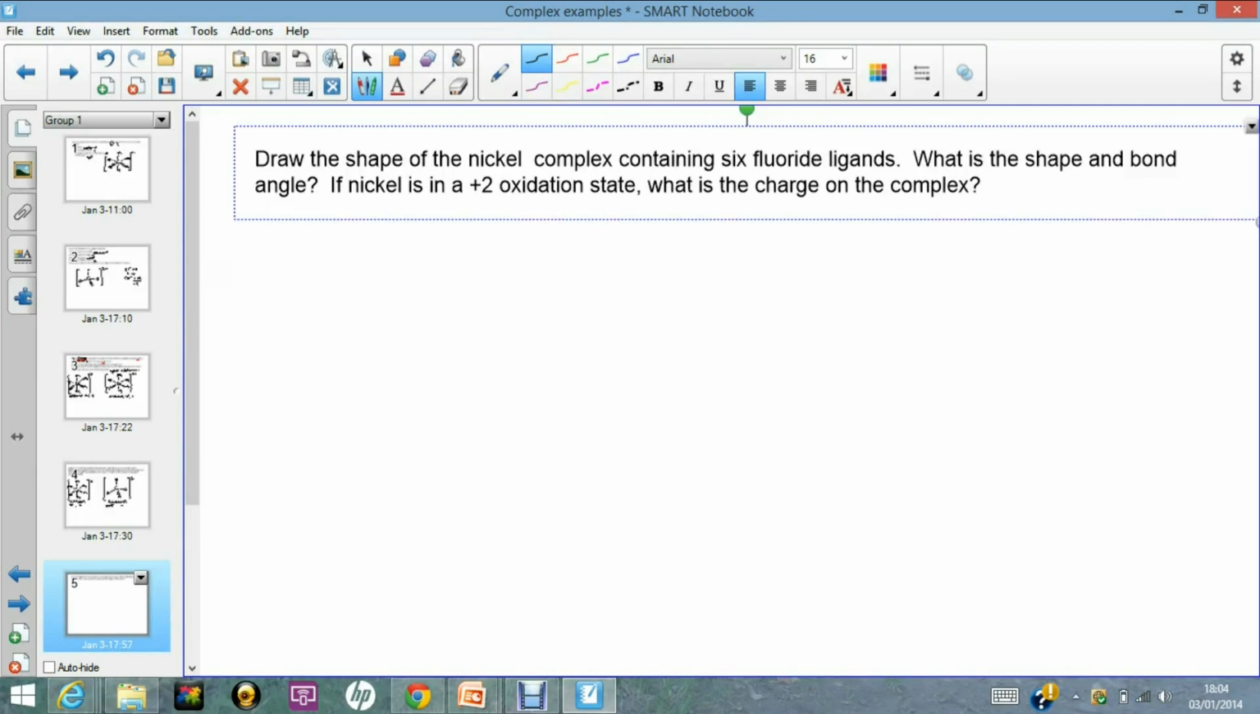Draw the shape of a nickel complex containing 6 fluoride ligands. What is the shape and bond angle? If the nickel is in a plus 2 oxidation state, what is the charge on the complex? If you want to pause the video whilst you try this question, do so now. Okay, so I'm going to start off with nickel, centre of my complex. It's got 6 ligands, therefore it's going to be octahedral.